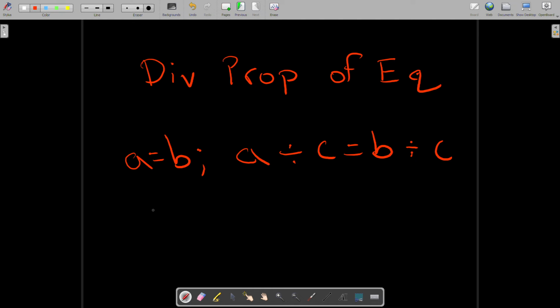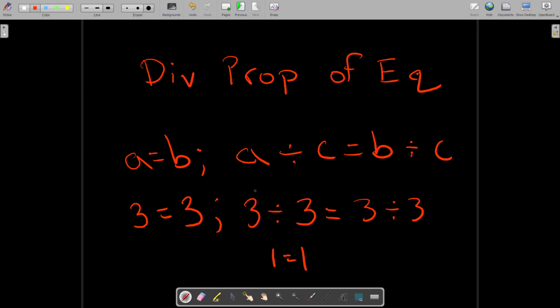Now let's use an example. Say we have A is 3, and B is 3. Then if we take 3 divided by, we'll take a simple number, C is 3, is equal to B, which is 3 divided by 3. Then we would get 1 as the answer. This is A, this is C, these two are C, and this is B, just for clarification.